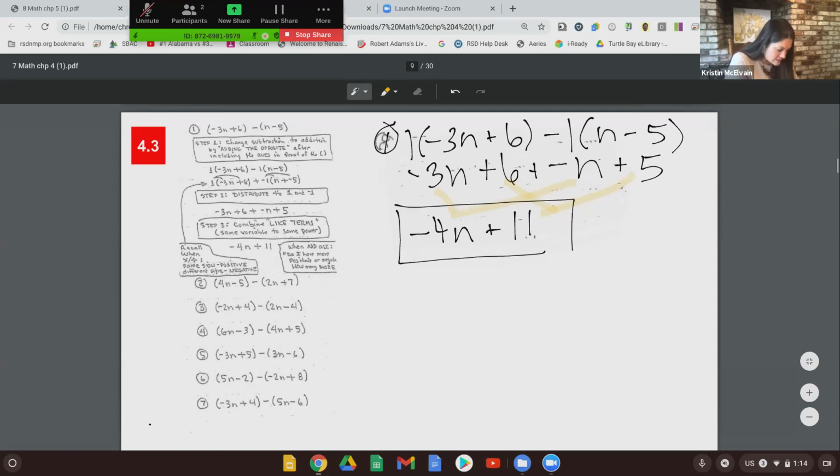Okay, and we double check. Yep, we match over here. So let's see here. So we distribute the 1 and the -1. Did that. Step 3, combine like terms, same variable to the same power. Did that. And it says recall when multiplying or dividing with the same signs, it's positive, different signs is negative. So we have that. And then when we add, we have to ask, do we have more positive or more negative? How many? We got that. Okay, so that one was for number 1.